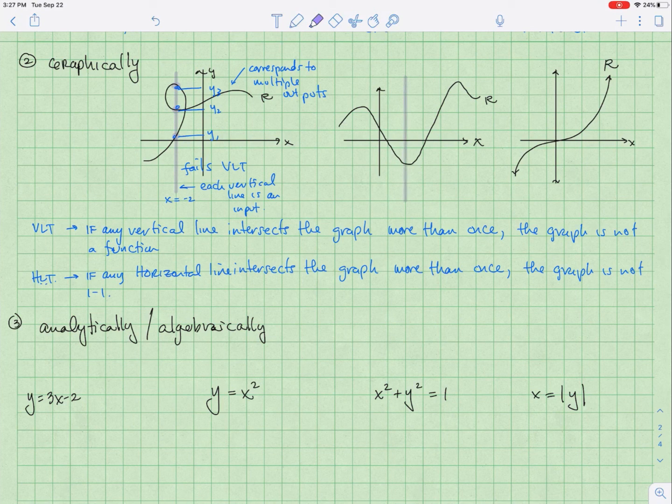The next two pass the vertical line test, right? So if I draw a vertical line and I move it back and forth anywhere here, you can see that at any spot it's only going to intersect the graph once. And the same is true here. So these both pass the vertical line test. Passes VLT. Passes VLT. So that means that this is a function, and this is a function.